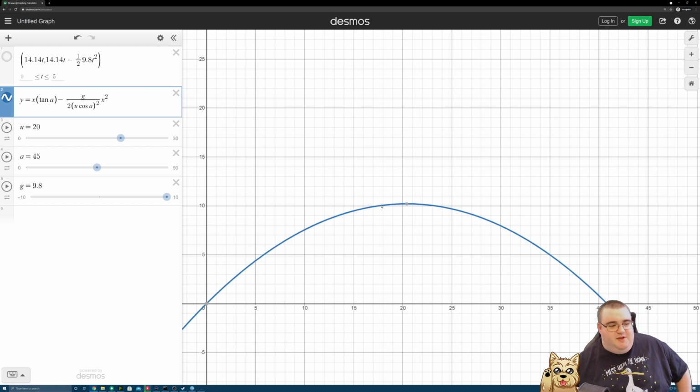Nice versatile equation so we can build coasters on Mars. Absolutely. Yeah, of course we can. Why not?